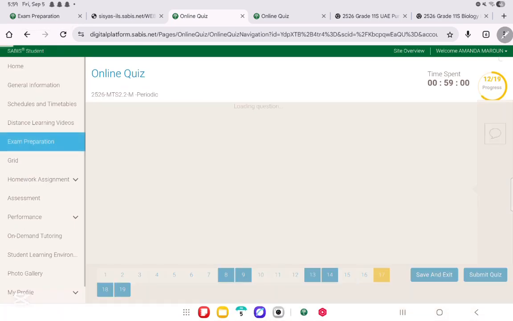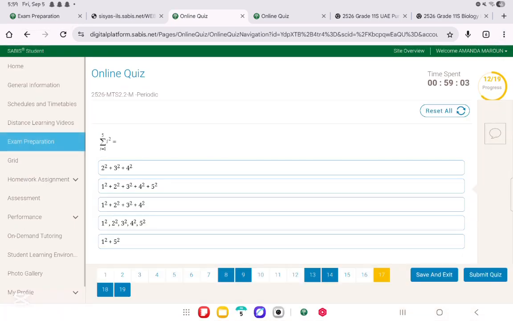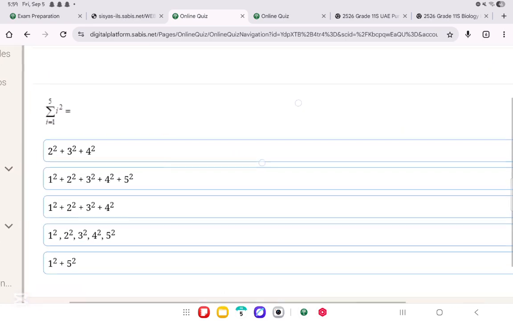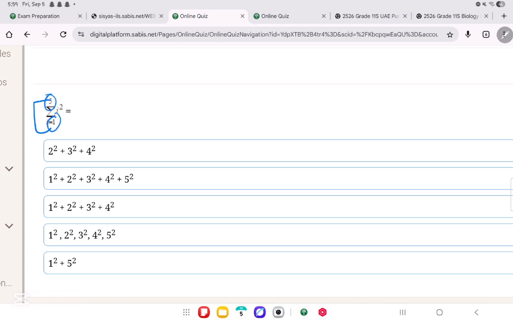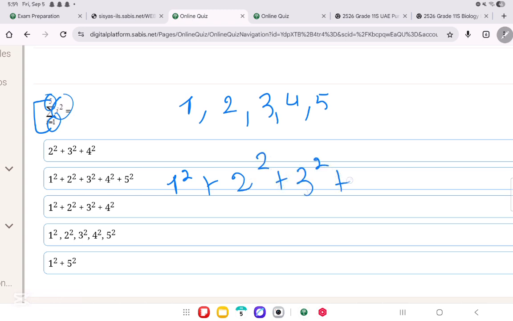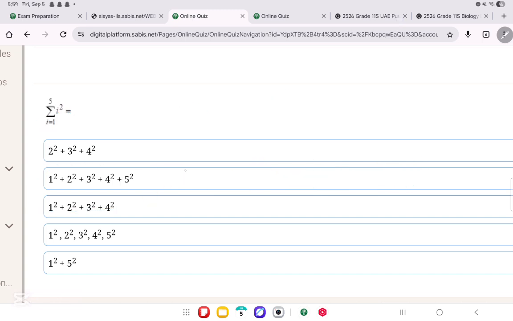Now the last question I'll be doing for this quiz is question 17. This is really easy. Oh my goodness, the easiest question I have ever seen. What will you do? You have i from 1 all the way until 5. That means in i you will substitute 1, 2, 3, 4, and 5. But it's i squared, so it's 1 squared plus 2 squared plus 3 squared plus 4 squared plus 5 squared. Perfect. This is our answer over here.